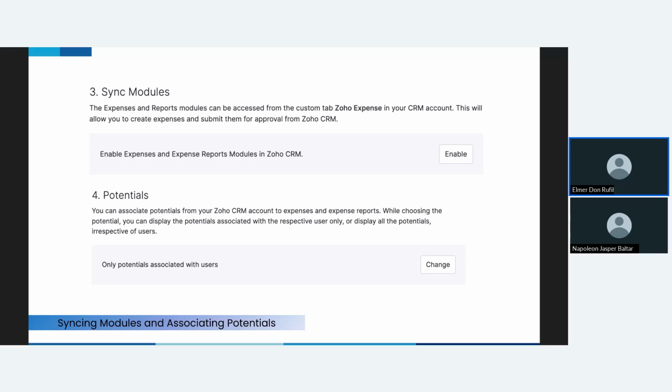And then there's also potentials there. So you can also associate potentials from Zoho CRM with expenses and reports to link expenses to deals. So in the same Zoho CRM integration settings, scroll to the potential section and choose either only potentials associated with users or all potentials. So this setting can be changed later using the change option depending on how you want to manage visibility and tracking of deals linked to expenses.